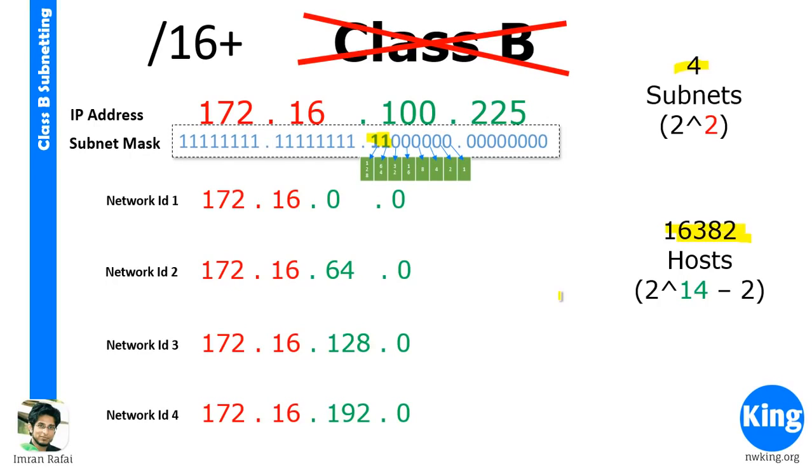How do we get the next or subsequent network IDs? We know we need to add the place value of the last bit. The place value of the last bit is 64. Where is the last bit? It's on the 3rd octet. So we need to add 64 to the 3rd octet. So it's 172.16.0.0. Add 64, it becomes 64.0. Add another 64, it becomes 128.0. Add another 64, it becomes 192.0. Can we add another 64? No, because it becomes 256.0, which is not valid.